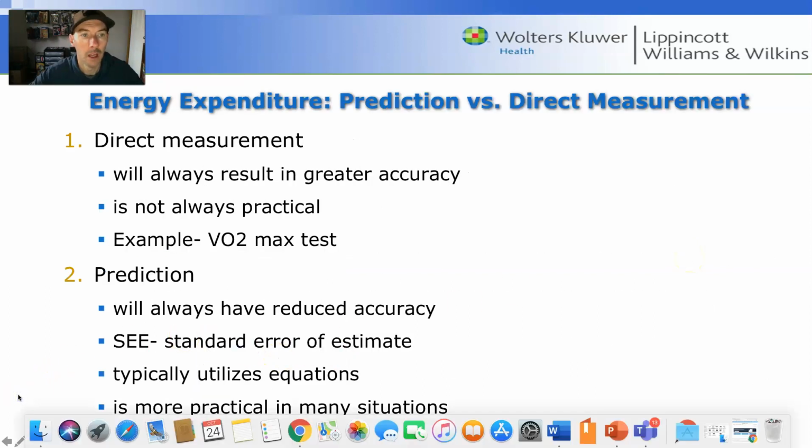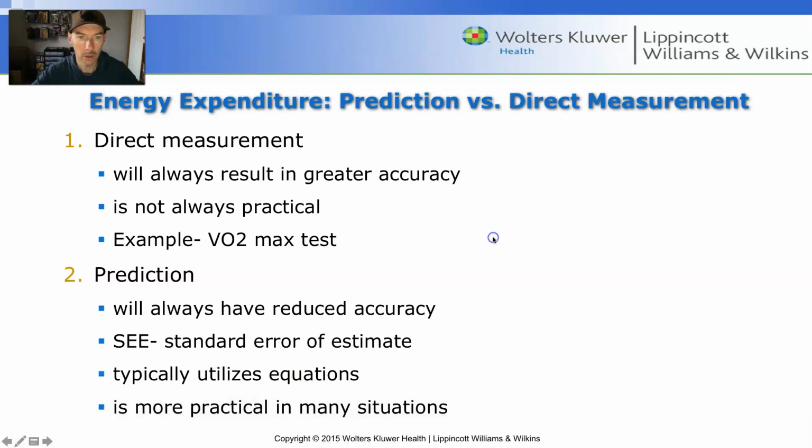All right, so let's transition now to what we're going to be looking at for the lab. Okay, so before we get into the specifics, I do want to point out again something that maybe we've talked about before. And that's the difference between direct measurement and prediction. Okay, so for energy expenditure, there's two ways we could determine it. We can either predict it using an equation, okay, or we can directly measure it with lab equipment.